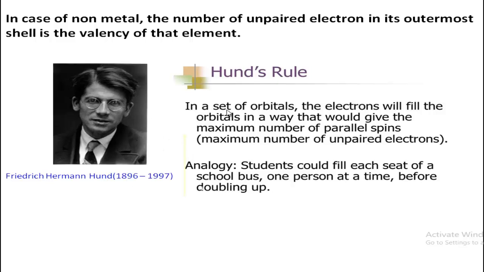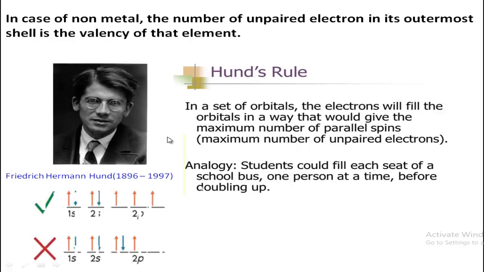Hund's rule: in a set of orbitals, the electrons will fill the orbitals in a way that gives the maximum number of parallel spins. That means the maximum number of unpaired electrons. Follow the example, then it will be easy for you.